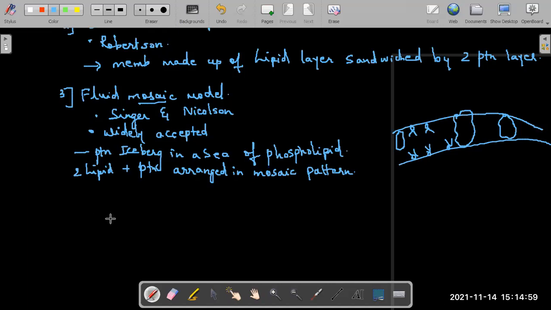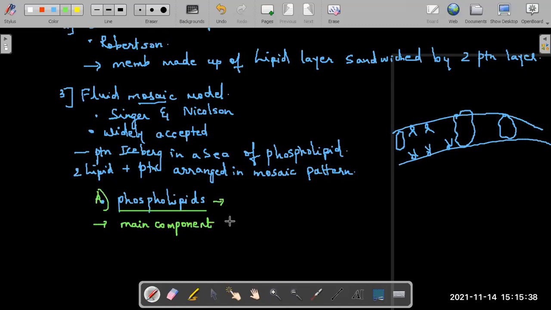Let's come to the composition. Of course, I already told you that you have phospholipids and proteins. First, let's discuss the phospholipids. This is the main component of cell membranes.